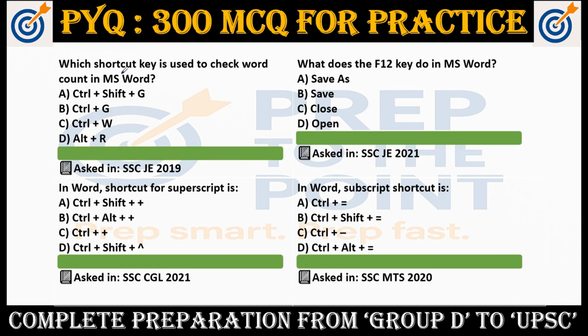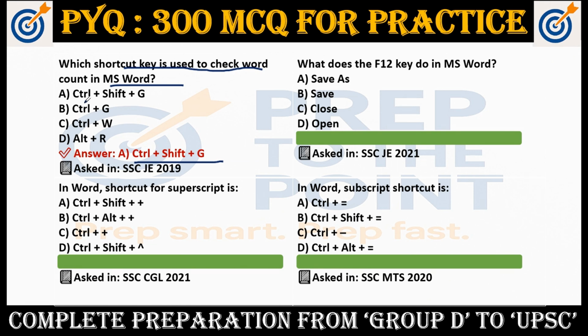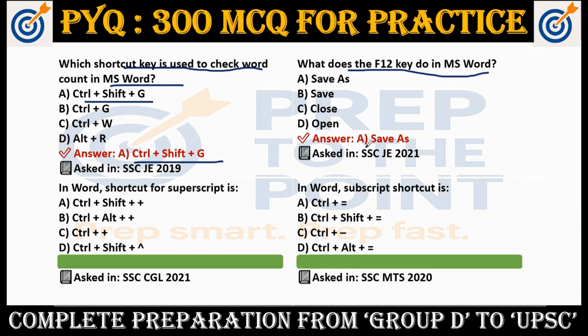Which shortcut key is used to check word count in MS Word? It's Control Shift G. Control Shift G to check word count. What does the F12 key do in MS Word? Save as. F12 for save as.